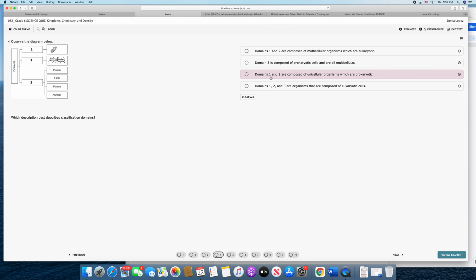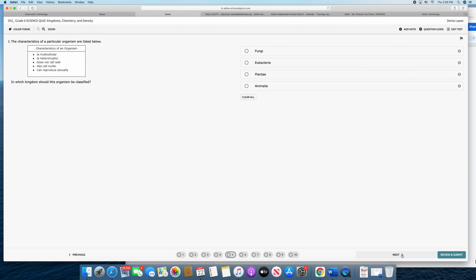So let's look for that. This answer choice says domain 1 and 2 are composed of unicellular. Okay, that's correct. Let's check this last one. Domains 1, 2, and 3 are composed of eukaryotic cells. We know that all three domains don't have eukaryotic cells. So that answer is a throwaway answer. So you're going to choose from the rest of the selection which one is the best choice that identifies what's going on in that chart.